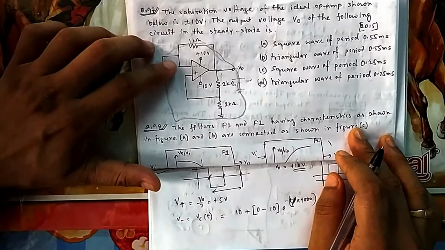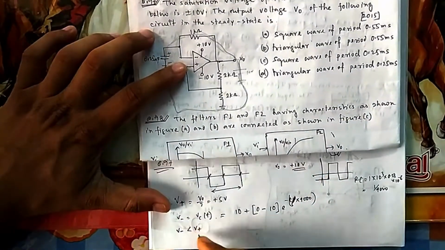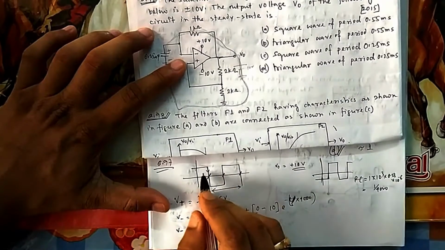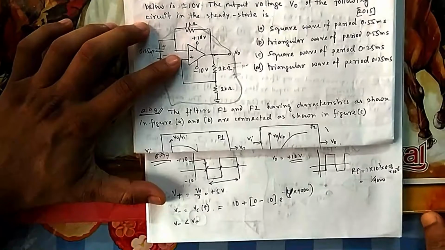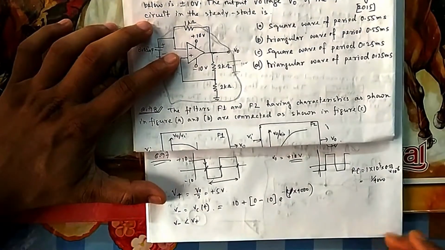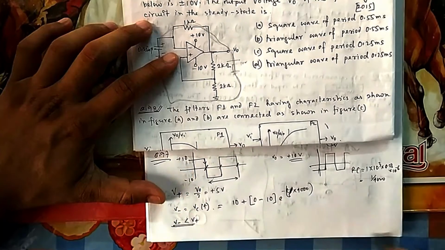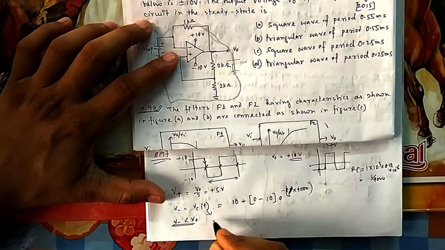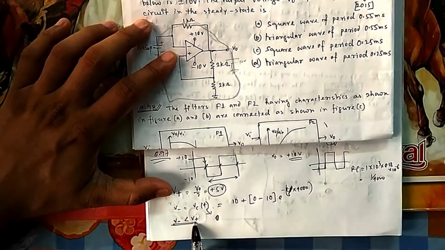Now this potential is rising. When will the switching occur? When this potential will be greater than this, when your V minus will be greater than V plus, then this transition will occur, from plus 10 it will go to minus 10. So when will this transition occur? When this potential is at 5 volt, because V plus is already at 5.